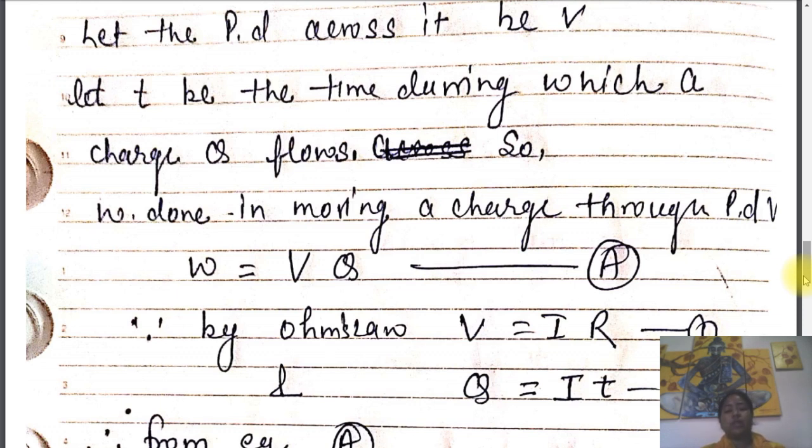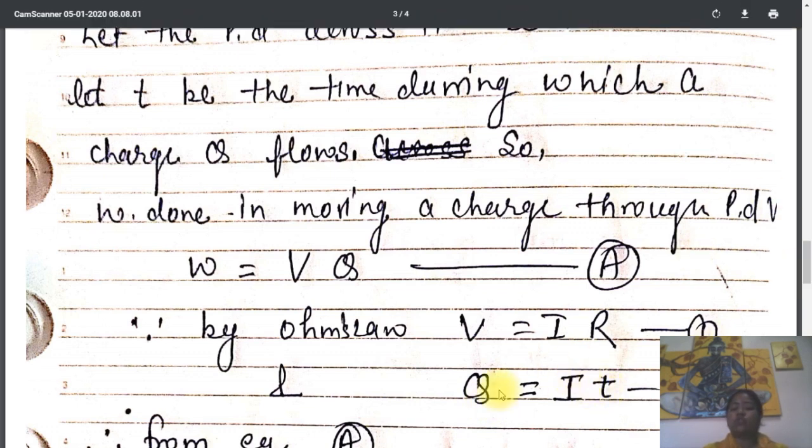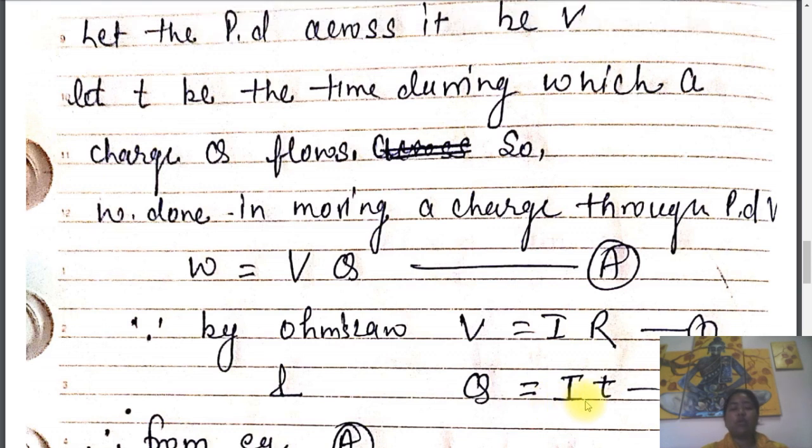By Ohm's law, we already know that V equals I into R. And if Q amount of charge is flowing through the circuit in time t, there will be some amount of current in the electrical circuit. By the formula of electric current, I equals Q upon T, so we can calculate the value of Q, which is I into T.